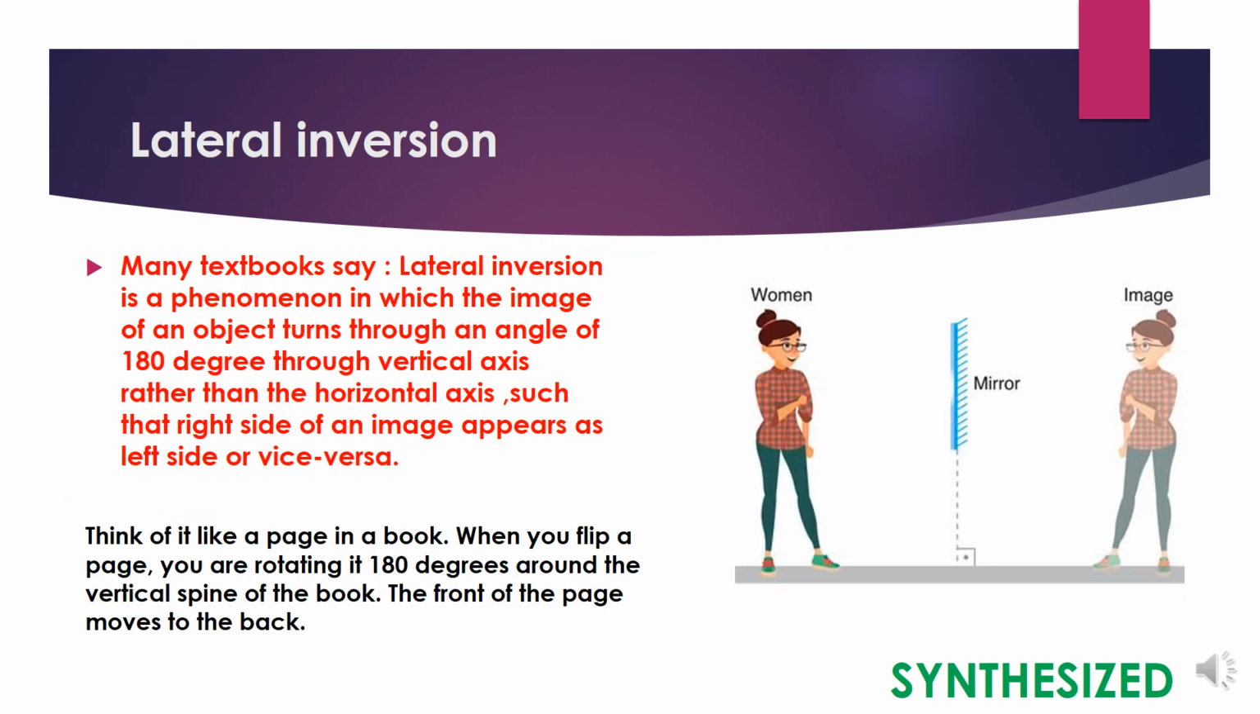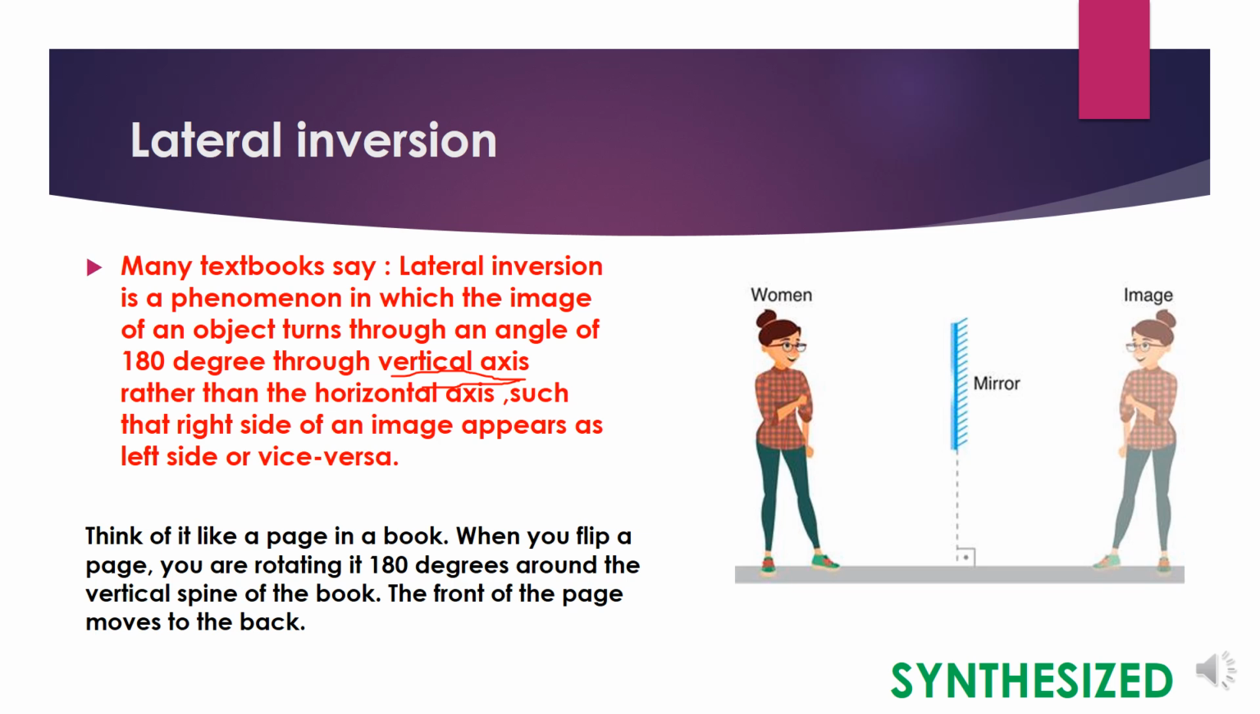So here comes the definition of lateral inversion. Many textbooks say that lateral inversion is a phenomenon in which the image of an object turns through an angle of 180 degrees through the vertical axis. Now this 180 degrees through the vertical axis is very important, right? Through the vertical axis rather than the horizontal axis, such that the right side of an image appears as the left side or vice versa. Now that sounds complicated, right? Let's synthesize it into something very simple.